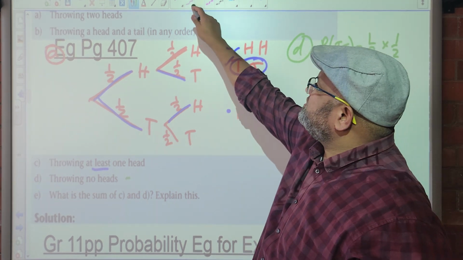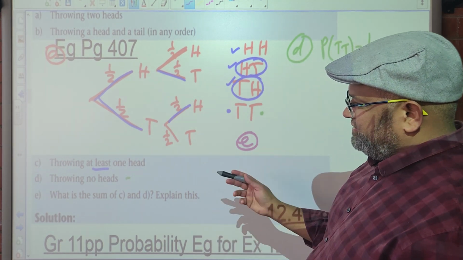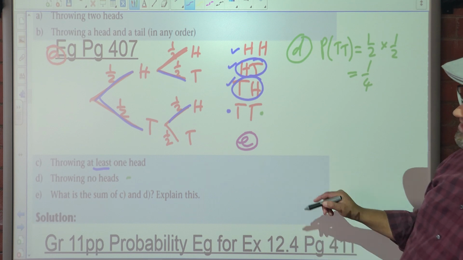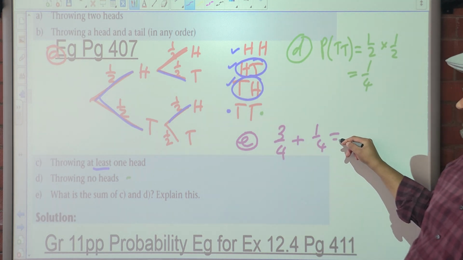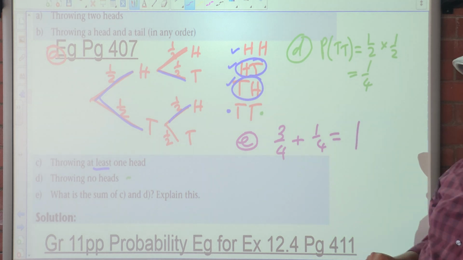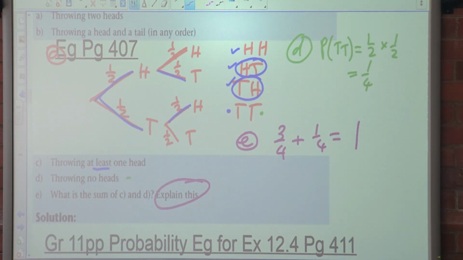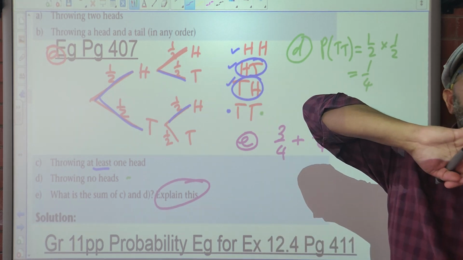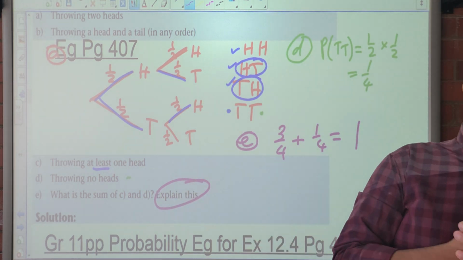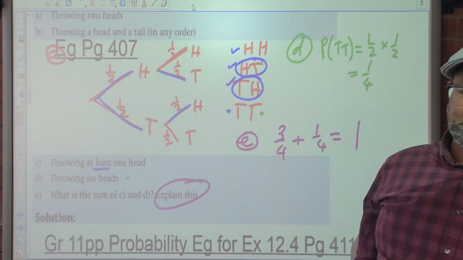Okay, last question. E. What is the sum of C, which is 3/4, plus D? It is 1. And they asked you to explain. Why is it giving you 1? Because they are complementary events. They are complementary. That means to say if I add the two together, it gives you the total. Okay? In this case, the total was 1.